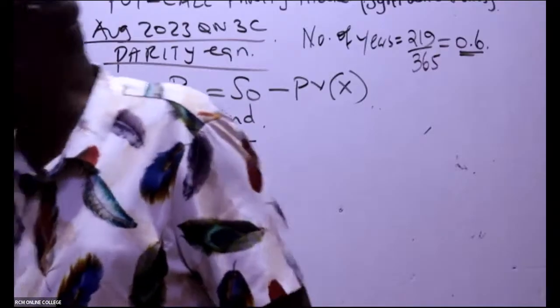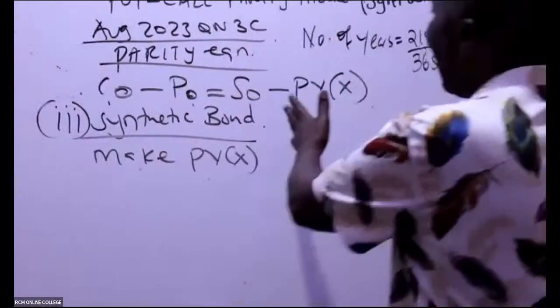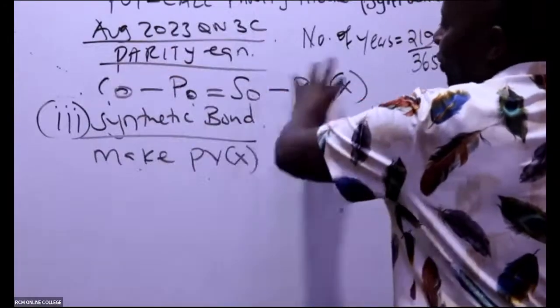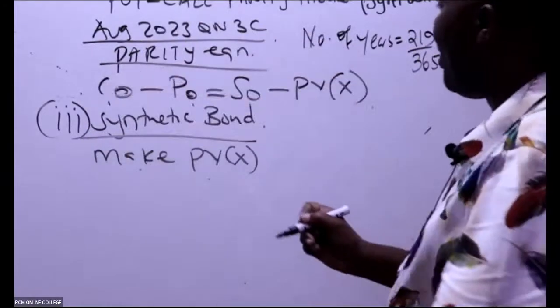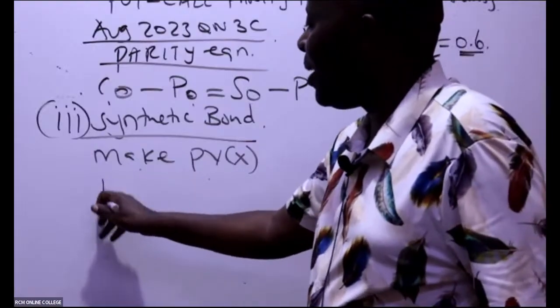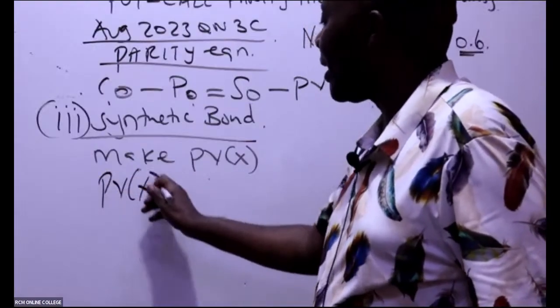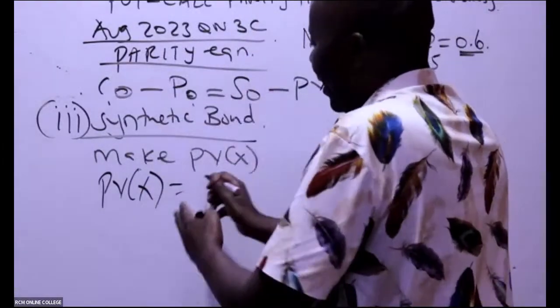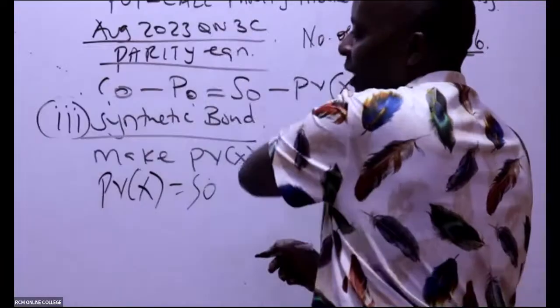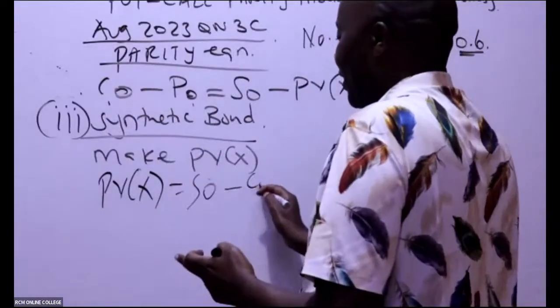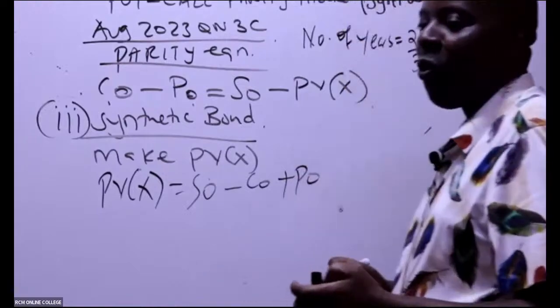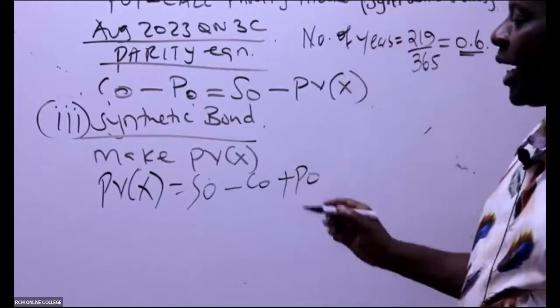Okay, so let's try in this case making PVX the subject. You can take this to the other side. So if I take this to the other side, it will be PVX positive, because I've pulled it to this other side. And this remains SO. And then I pull this to the other side. Here, this becomes negative CO. This becomes plus what here, somebody? Plus PO, like that.